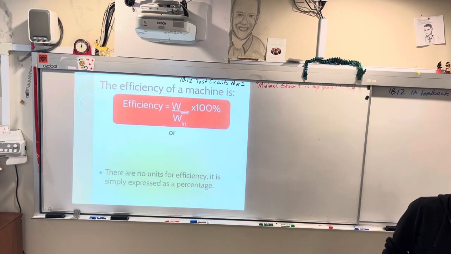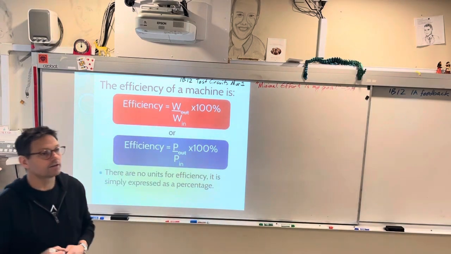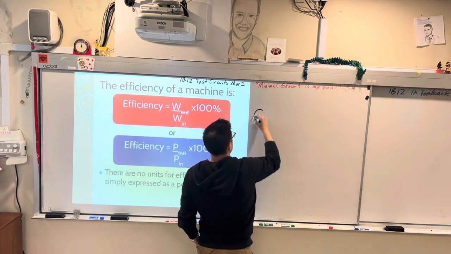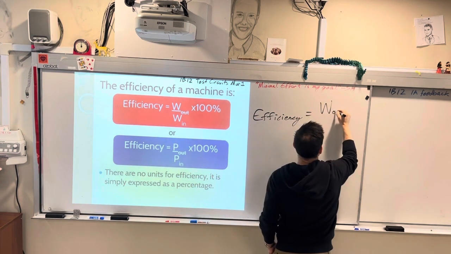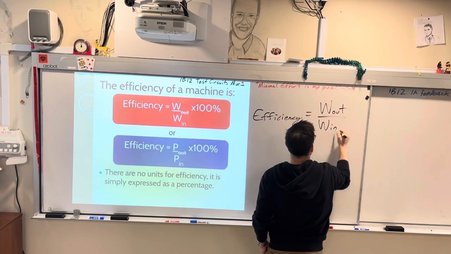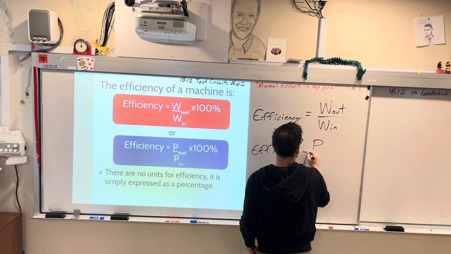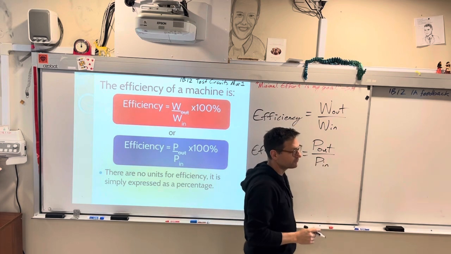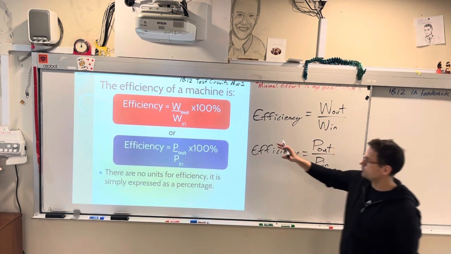Okay. These are the two formulas. And there's one up on the wall, the work out over work in. So efficiency can be the work out over the work in. And it can also be the power out over the power in. And then if you want to make this into a percentage, you multiply by 100%.